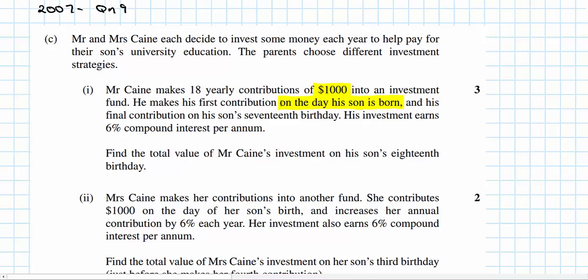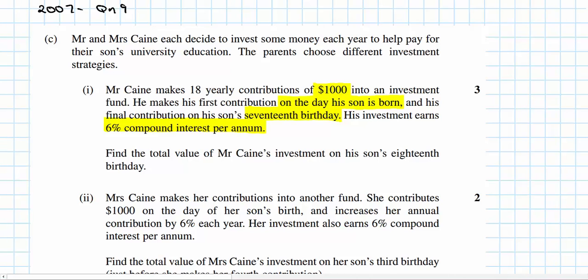This is different to superannuation because your first payment to your super isn't on the day you start working, rather at the end of the first month. While here the first contribution is made on the day the son is born rather than on their first birthday. And his final contribution on his son's 17th birthday, not 18th. His investment earns 6% compound interest per annum. So there is no talk of monthly, we can work yearly.